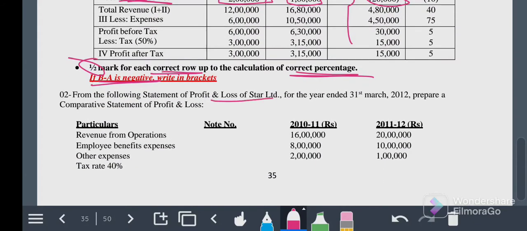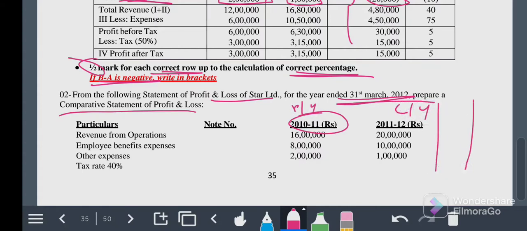Now moving on to the next question, where we have to prepare a statement of profit and loss for the year ended 31st March 2012. Here again we have to prepare a comparative statement of profit and loss. Now I think you can try it. 2010 to 11 is your previous year, then this is your current year. You know the 4 columns to be made. Column C is made by B minus A. Then you calculate the percentage change, which is C divided by the previous year, denoted by A, into 100. So this is what you need to do.